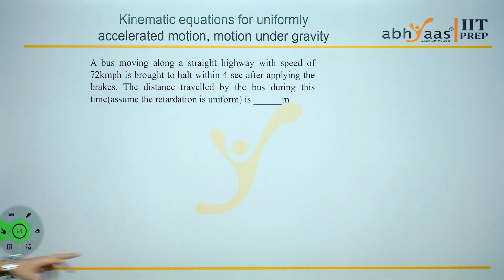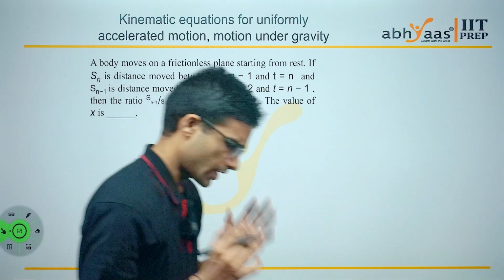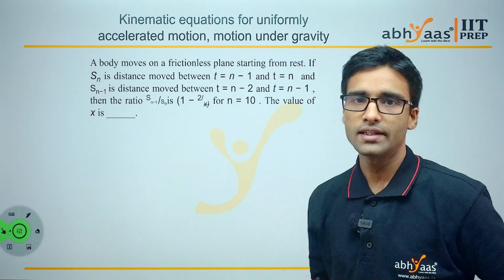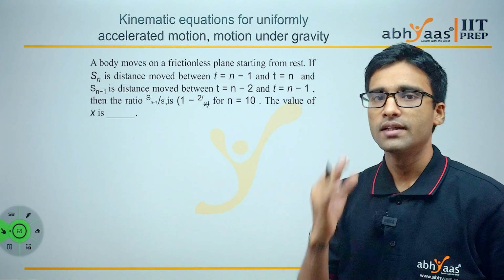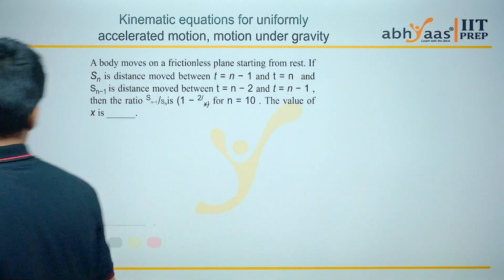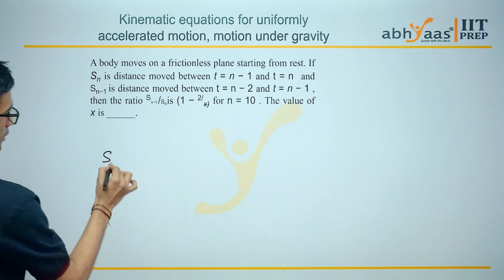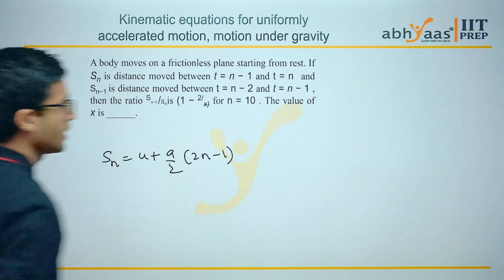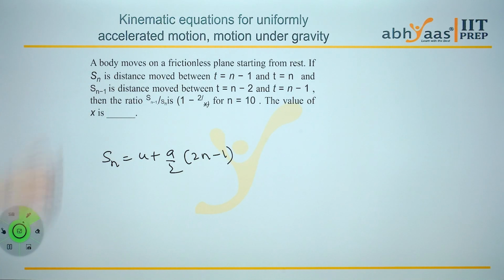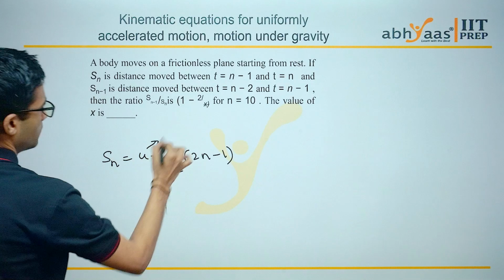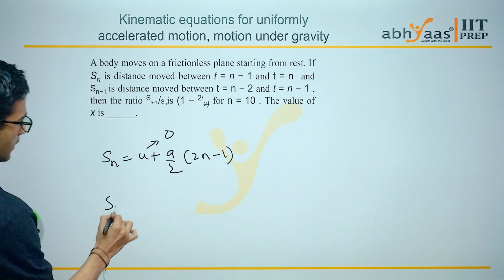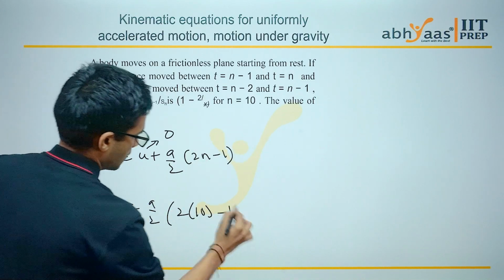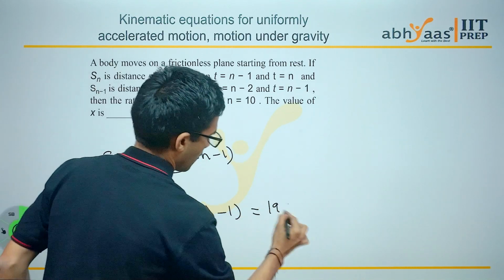Okay, now going to another question here. So simple thing. Again, S(n minus 1) and such things are there in this question. If you see that kind of thing, which equation will come to our mind? Sn is equal to u plus a into (n minus half), or Sn is equal to u plus a by 2 into (2n minus 1); both are the same. Here it starts from rest, meaning u is 0. General formula: Sn is equal to a by 2 into (2n minus 1). How much is n given? 10. So 2 into 10 minus 1, that is 19a by 2.